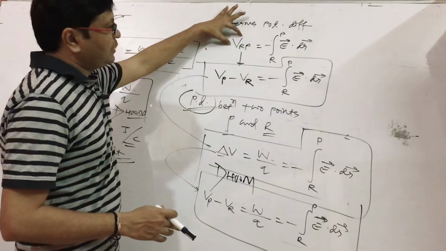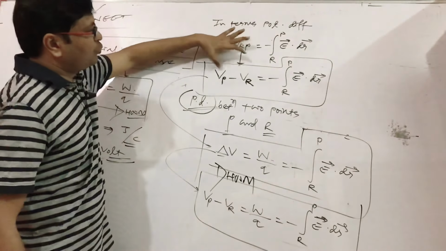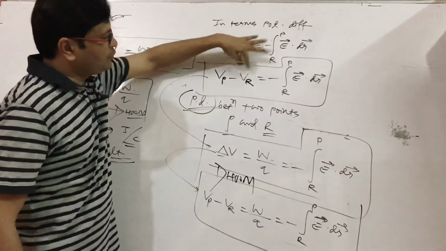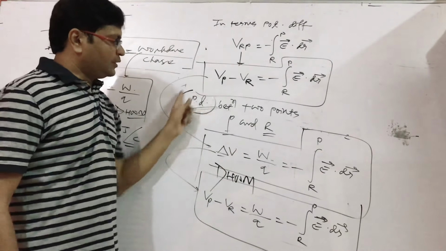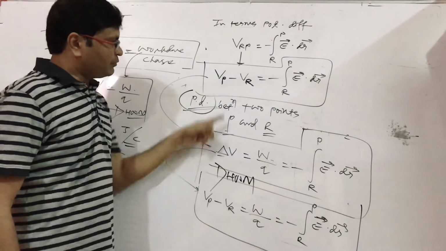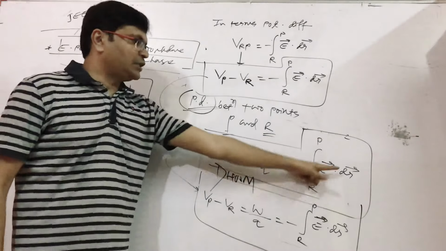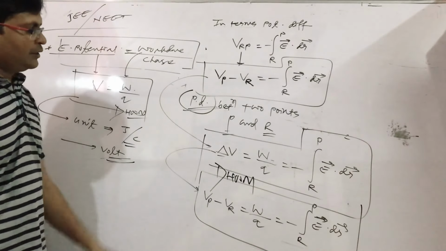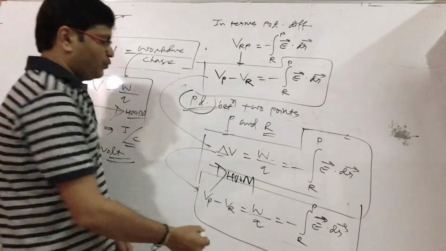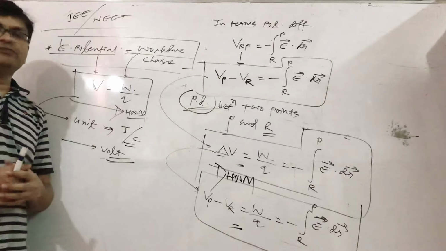So VRP, last time we derived VRP equals minus integral R to P E dot dr. VRP is also called the potential difference between the two points VP and VR. So it is called PD between two points P and R. It is also written in this equation as delta V or VP minus VR is equal to W by Q, equal to minus integral R to P E dot dr. These are very important formulae. Don't forget this whole formula, the most important formulae for MCQs.